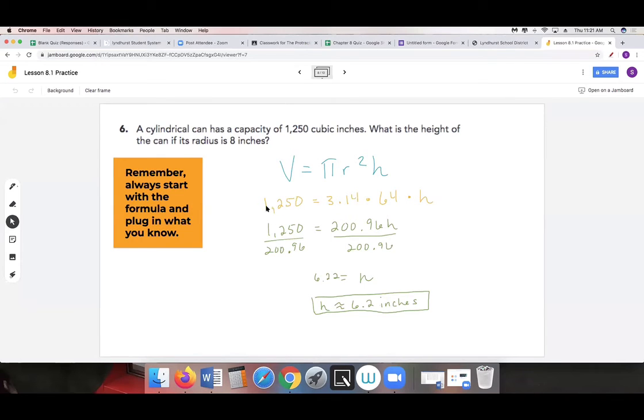So here's our formula. The next thing I'm going to do is take the 3.14 and multiply it by 64 to simplify this side. So I'm left with 1,250 equals 200.96 H. I divide both sides by 200.96 and I wind up with H, the height, is equal to about 6.2 inches. Good? Okay.